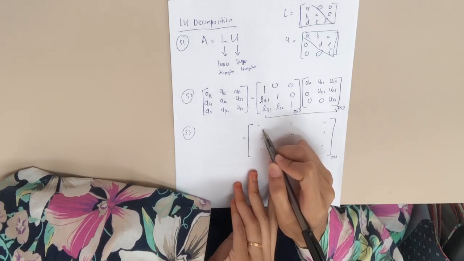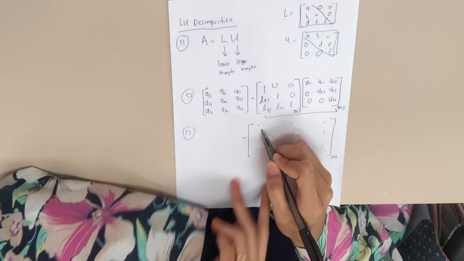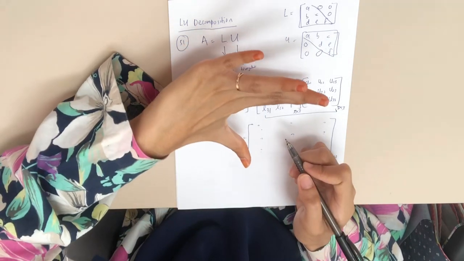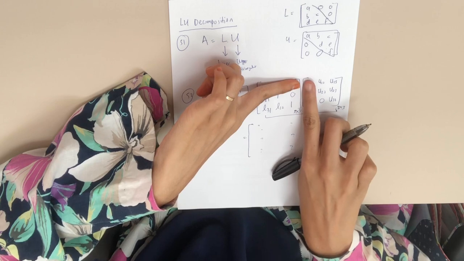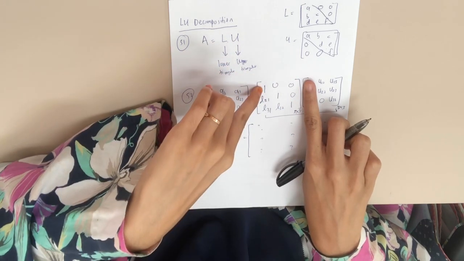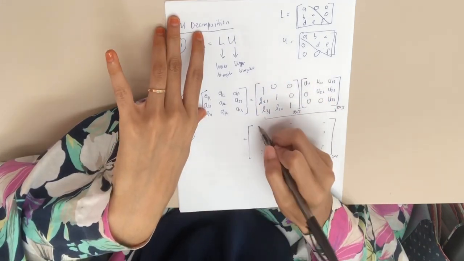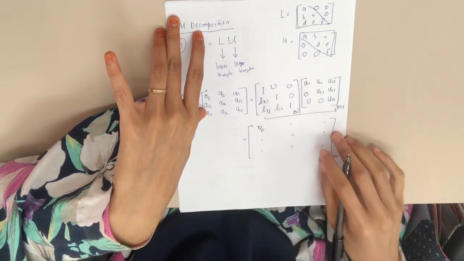This one is located at row 1, column 1. So what we do is we take row 1 and multiply it with column 1 here. So row 1 multiplied by column 1, you will get U11.